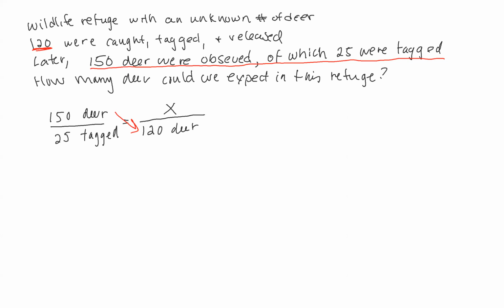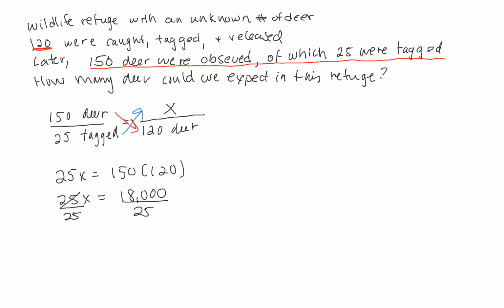So we've got a proportion. We're going to cross multiply. So I get 25 times x, and then I get 150 times 120. So simplifying, I get 25x equals 18,000. I need to undo the multiplication of 25 and x, so I divide both sides by 25. 25 divided by itself is 1. 1 times x is x. And then 18,000 divided by 25 is 720.